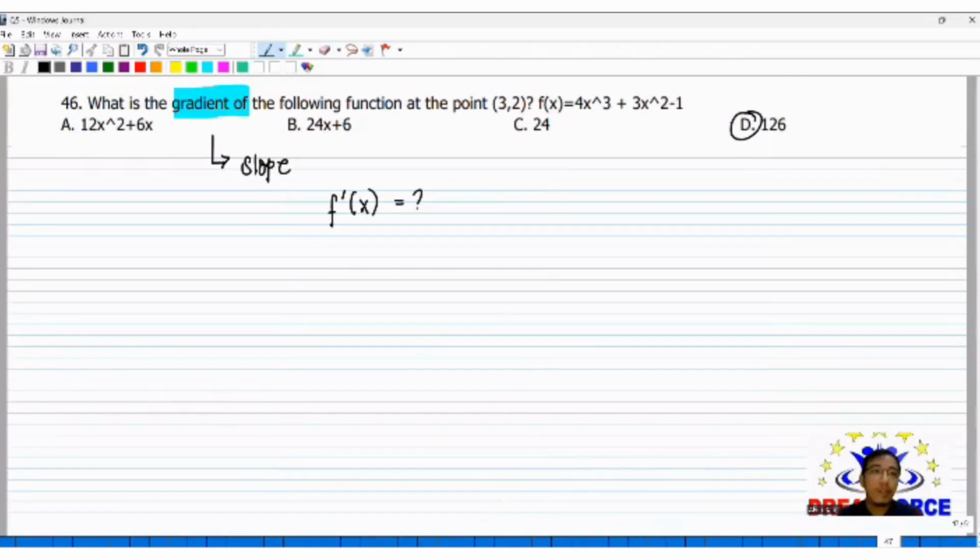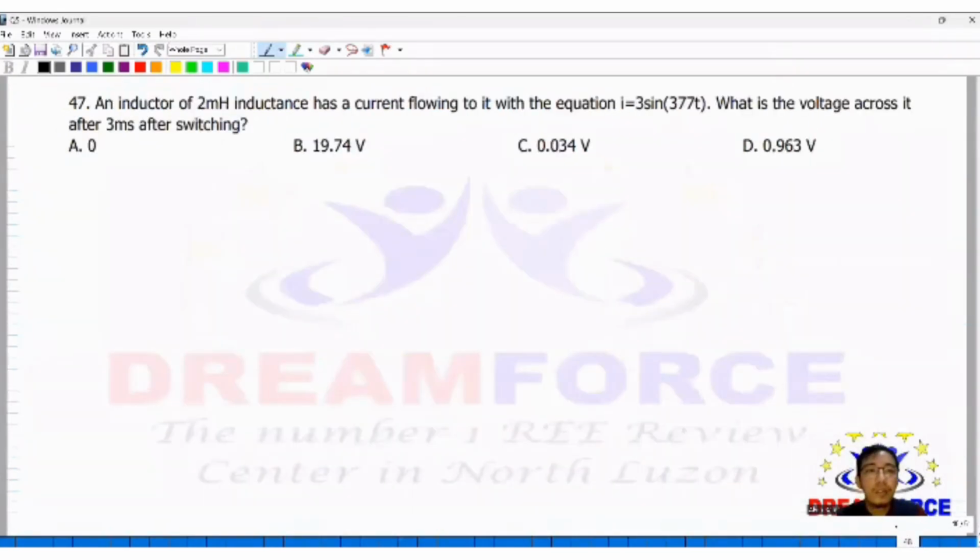Okay, next, number 47. An inductor of 2 millihenry inductance has a current flowing to it with an equation i is equal to 3 sine of 377t. What is the voltage across it after 3 milliseconds of switching? So itong problem na to is an application of differential calculus doon sa ating electrical engineering subject. Medyo nahalo lang siya. Pero kung alam mo na ito, so good. Para hindi mo na siya i-recall doon sa DC circuits.